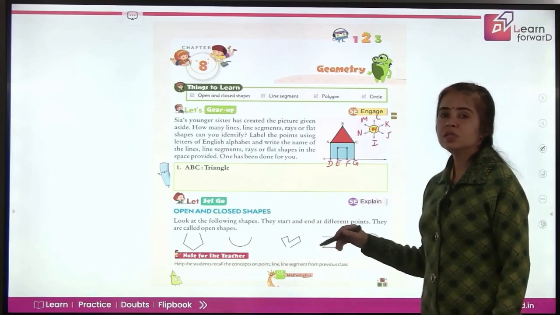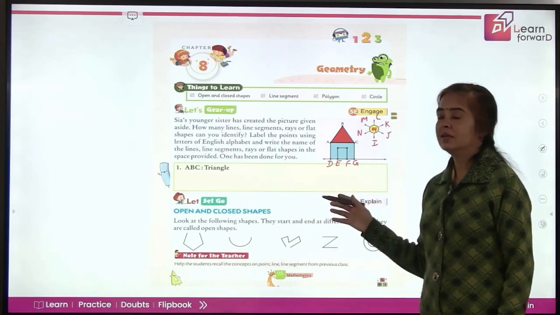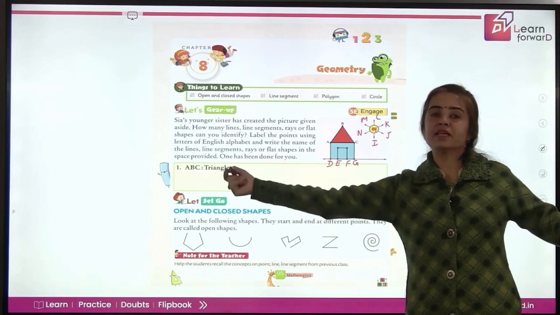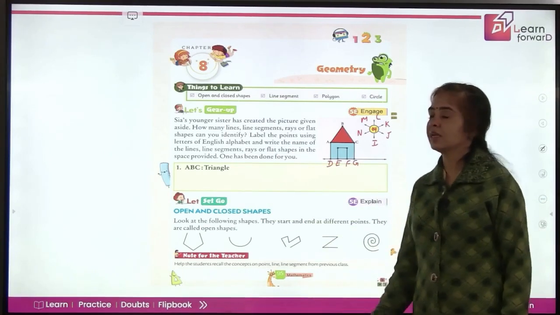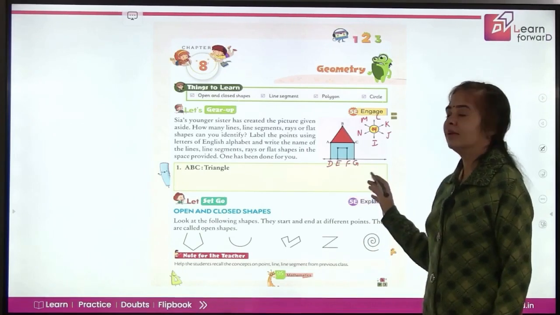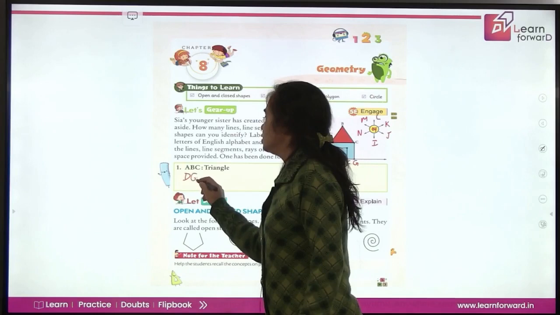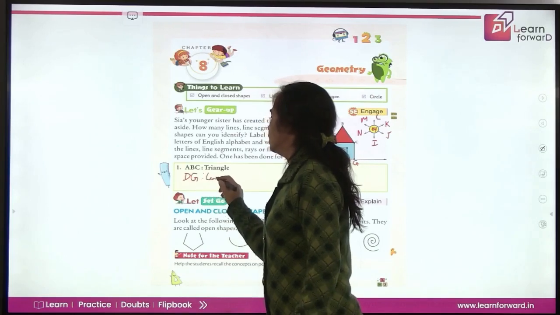What else do you see here? Do you see any line here? A line has arrows on both sides. That means it can extend endlessly in both directions. So what is your line here? Line DG. So DG is a line.